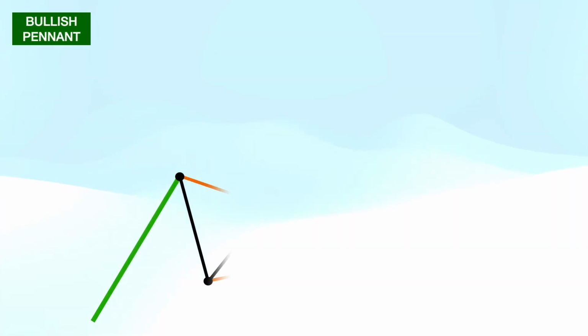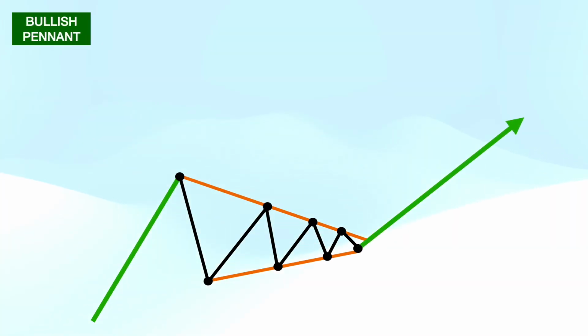A sideways pattern that forms during an uptrend and which resembles a pennant is called a bullish pennant chart pattern. This pattern consists of three parts, which are the initial uptrend momentum, a brief sideways consolidation, and a continuation of the price move to the upside.